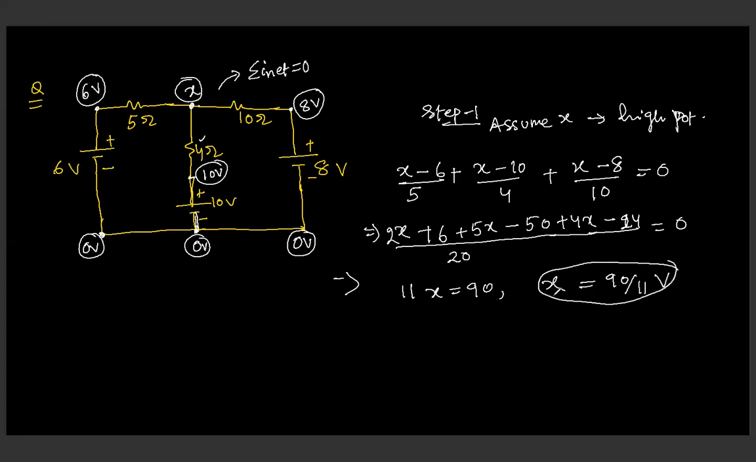Once we get the value of X, now it has become really easy for us to solve it, right? X is equal to 90 by 11 volt. 90 by 11 volt is something around 8 point something. If 8 point something is there, so this 8 point something is more than 6 volt and it is also more than 8 volt, but it is less than 10 volt. So approximately we can say that at this point the current is entering and at these 2 points the current is going out, right? So it is something like this, right?